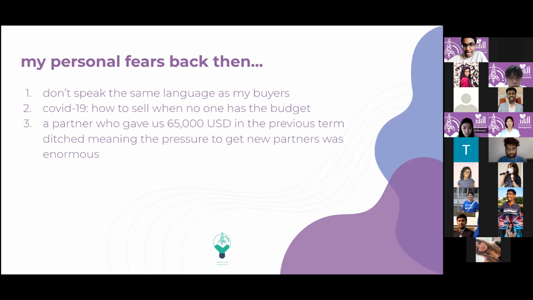And then, to make matters worse, a partner for ISEC Hong Kong, who gave us nearly 65,000 USD the year before, in 2019, that partner ditched in the beginning of the term, saying they have no budget for us. So nearly 70 to 75% of the previous term's revenue, when I start the term in the company meeting, the company says, sorry, we have no budget for this year. So that meant that I had to start from scratch, and the pressure to find new partners was truly enormous.